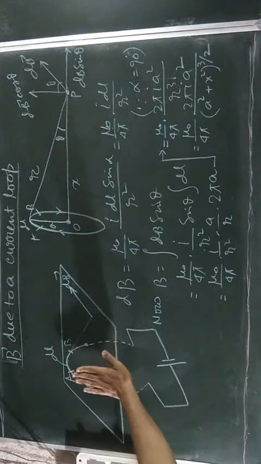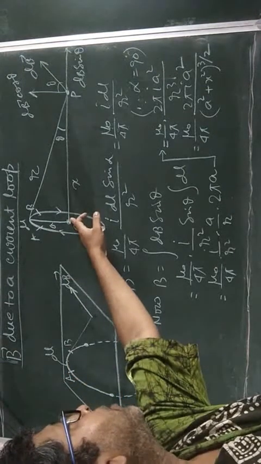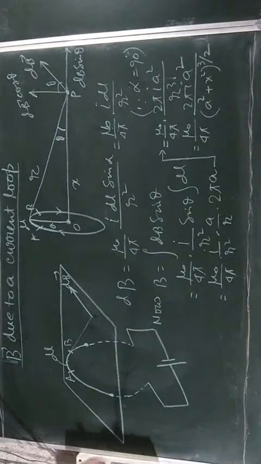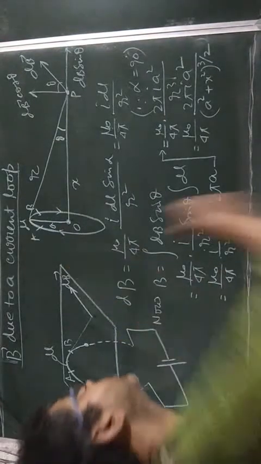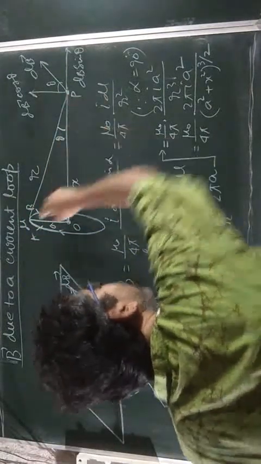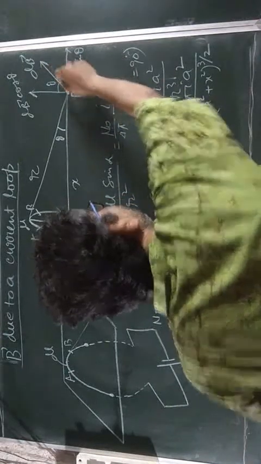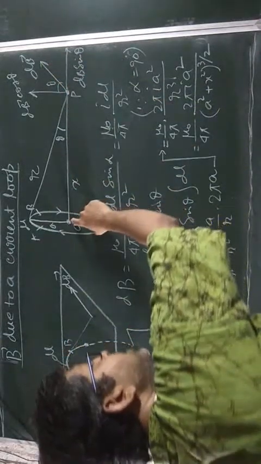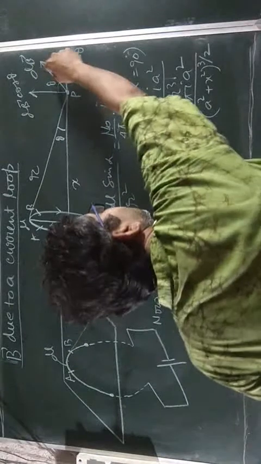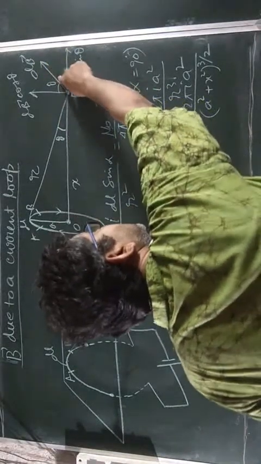and its demonstration is done here symbolically. This is the loop. We consider AB, small element dl. This is the radius vector, and for this the magnetic field produced here at P, which is at x distance away from the center of the loop, is dB, and this angle is theta. dB is resolved into two components, dB cos theta and dB sin theta.